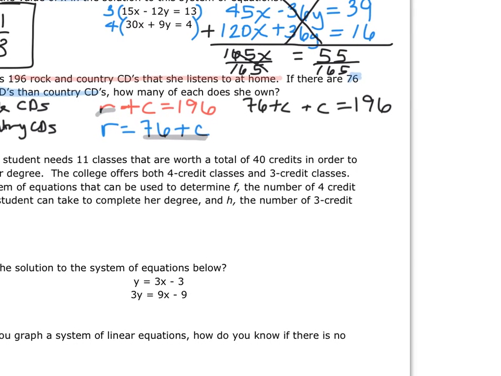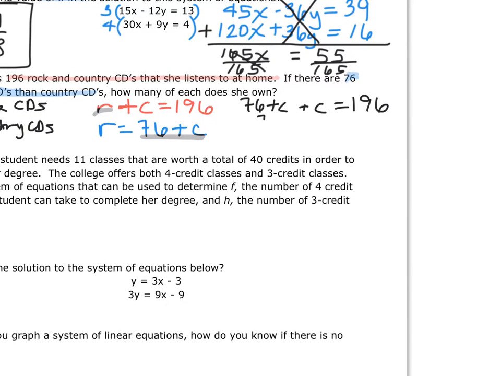I have to scoot over a bit. So then that's 76 plus 2C equals 196. So if I subtract 76 from both sides, so that gives me 2C is equal to 120, right? Wait, where did I get the 2 from? Because I have 1C plus 1C will give me 2C. I was combining like terms. Good question.